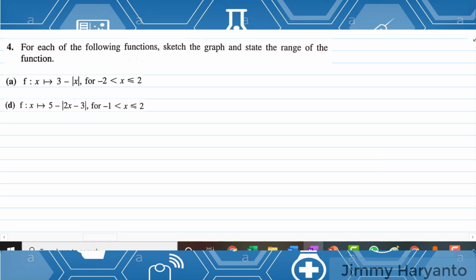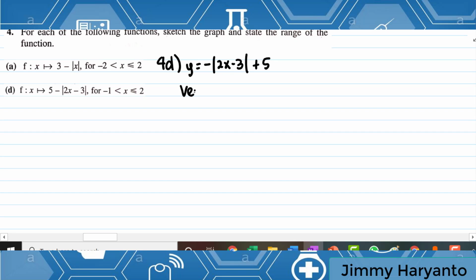Next is number 4d. In 4d we have y equals to, let us write it in a proper way, absolute value first and then constant, so we can calculate it easier. First we have to find the vertex, xv and yv. For the xv you will get it from the 2x minus 3, make it 0, 2x equals 3, and then x equals 3 over 2.